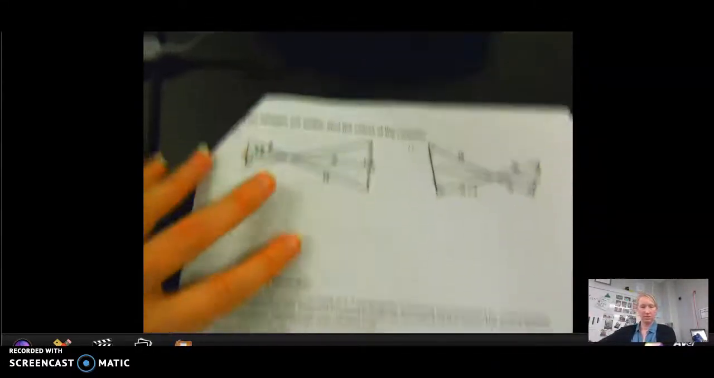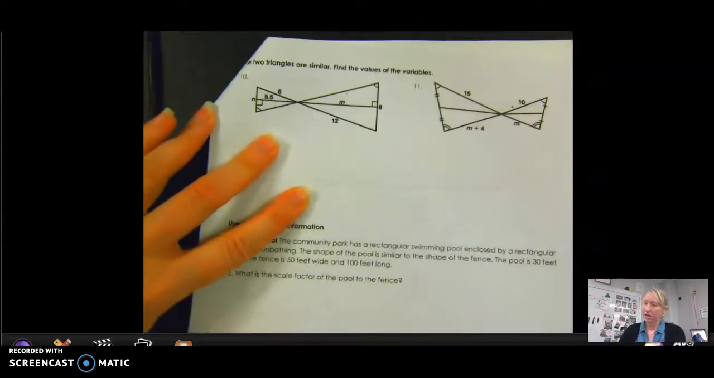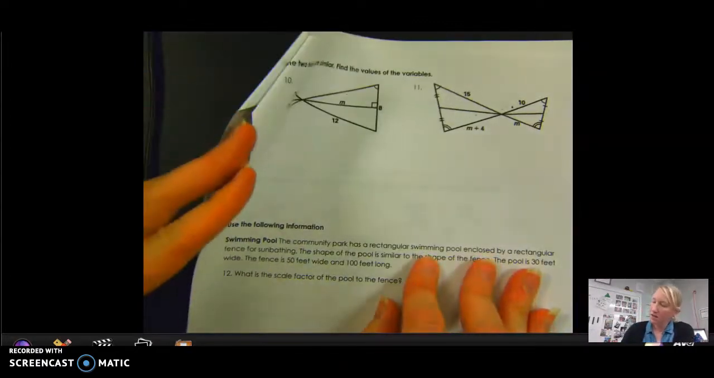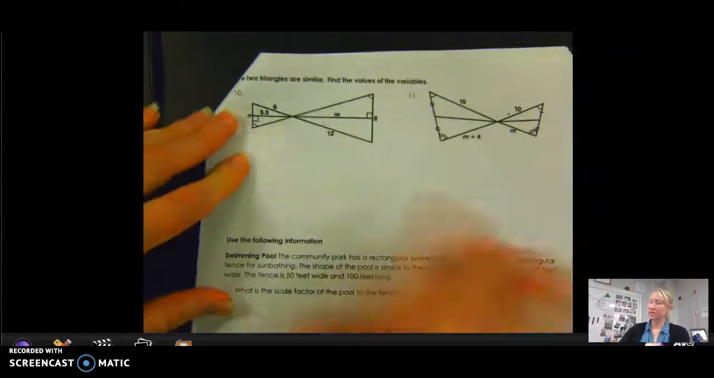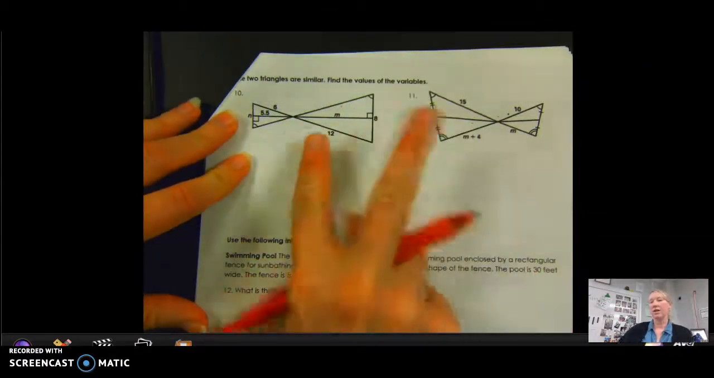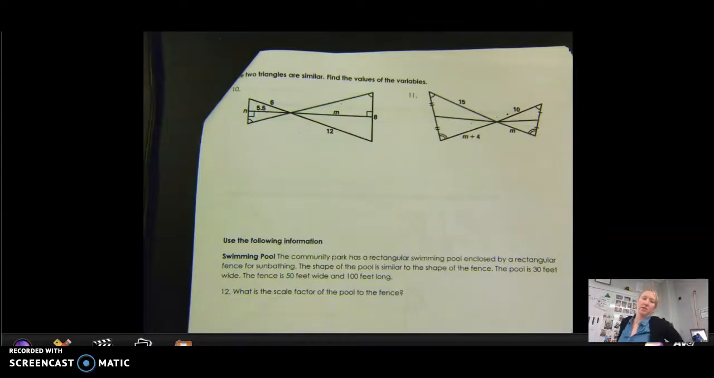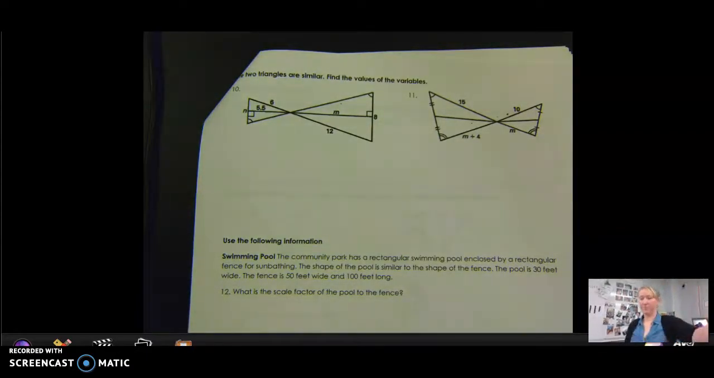Next page. The two triangles are similar. Find the values of each variable. Go ahead and pause me and try both of these on your own. See if you can set up a proportion that you can solve.